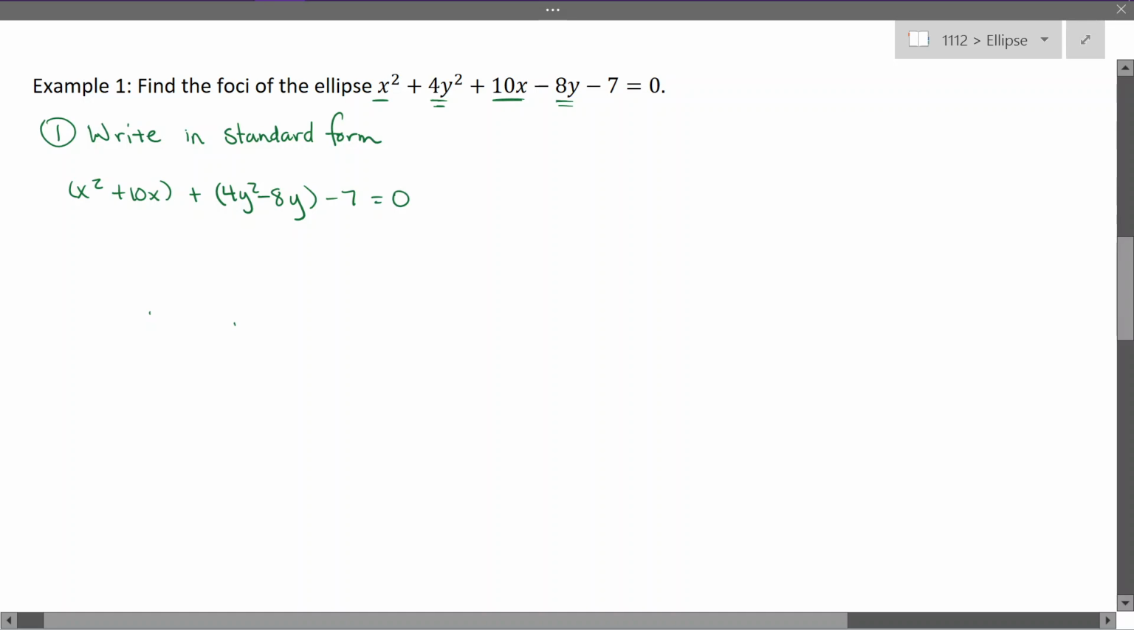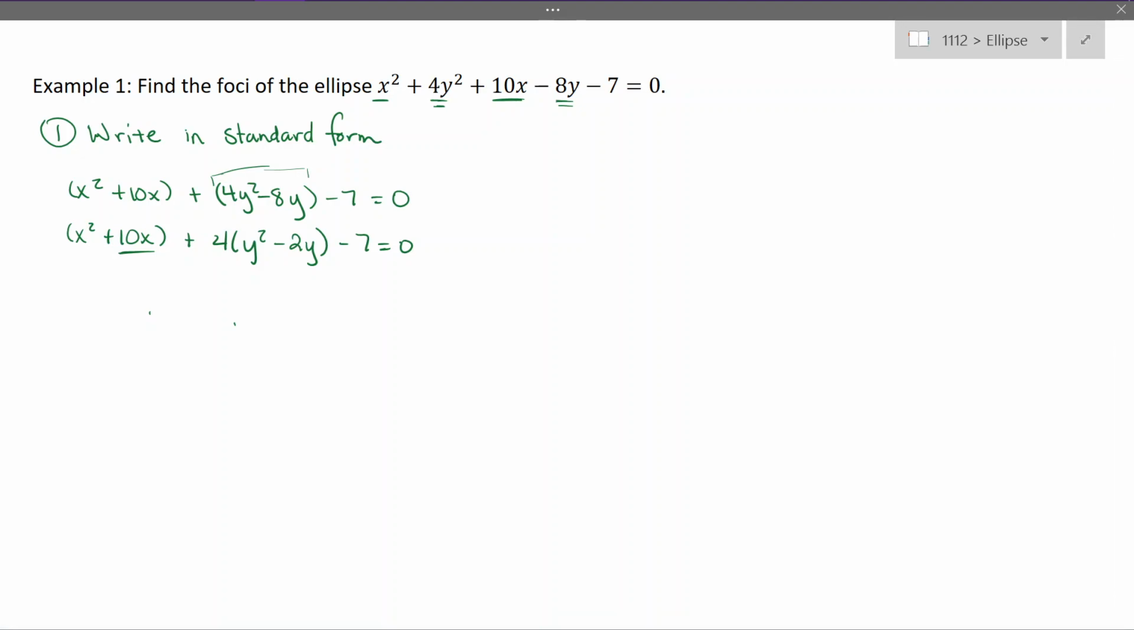Then I'm going to work on completing the squares. First, I see here with my y's, I can factor a 4 out. So I'm going to have x^2 + 10x + 4(y^2 - 2y) - 7 = 0. Now I'll complete each square. To do that, I'm going to take the number with the variable, divide it by 2, and then square the result.